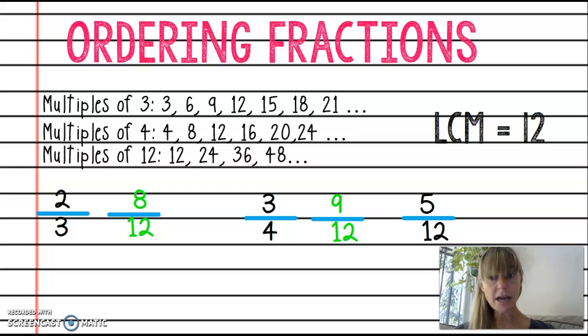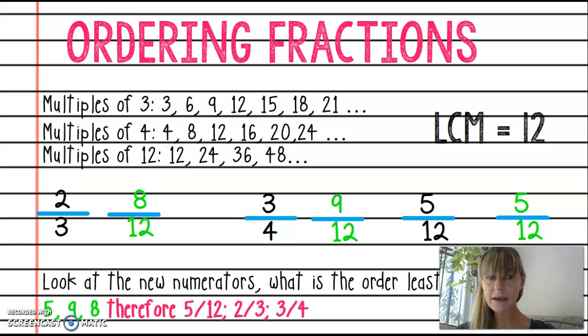My last fraction, I do not need to do anything because it already has a 12 in the denominator. So it's just like multiplying it by 1. So that would be 5/12. So looking at the numerators, I see that 5 is the lowest number, then comes 8, then comes 9. So what are the fractions that correspond to those, and put them in the correct order? Well, it would be 5/12 comes first, then 2/3, then 3/4.